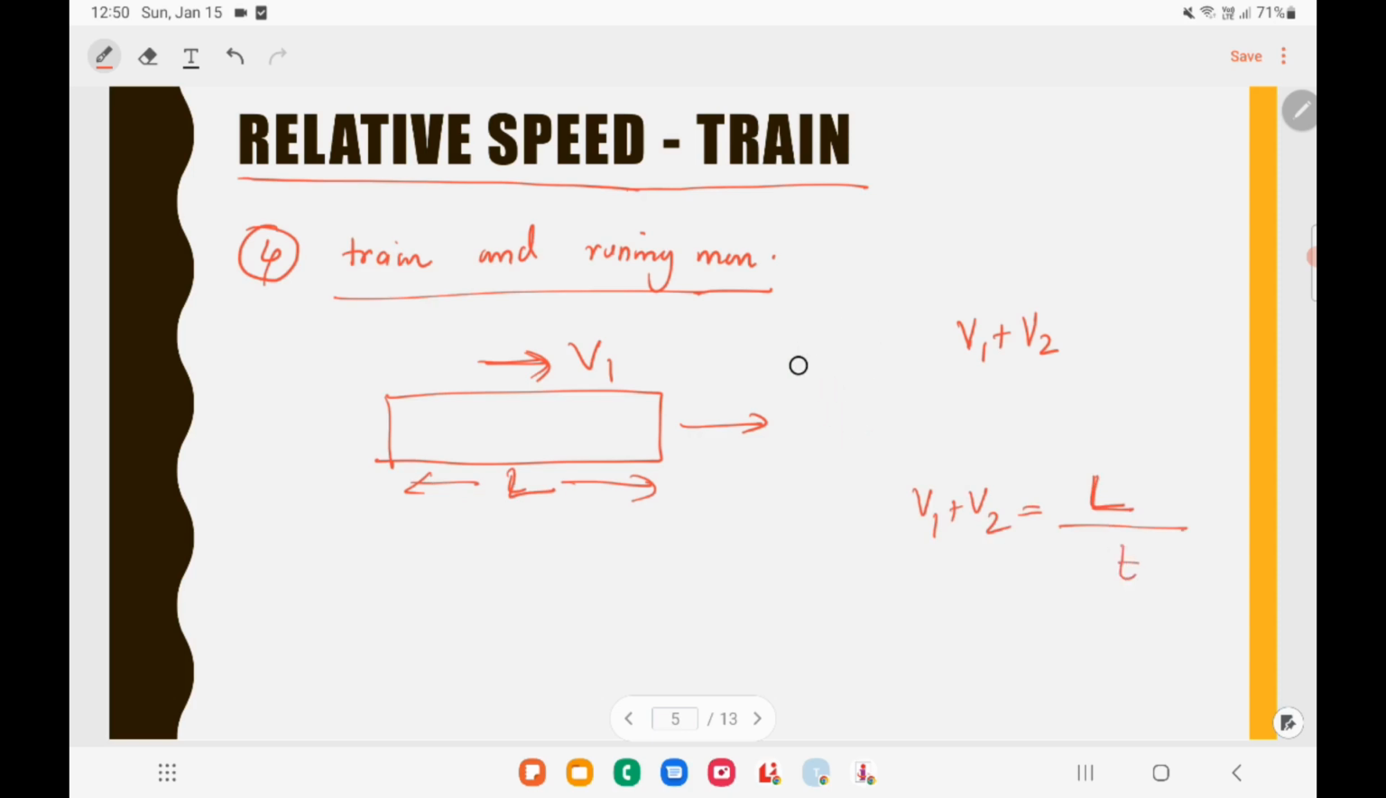And if the man is running in the same direction as the train, in this direction with the velocity v2, then their relative speed will become v1 minus v2. Then the equation will become v1 minus v2 is equal to L divided by T. So in this way you need to solve the problems of train.